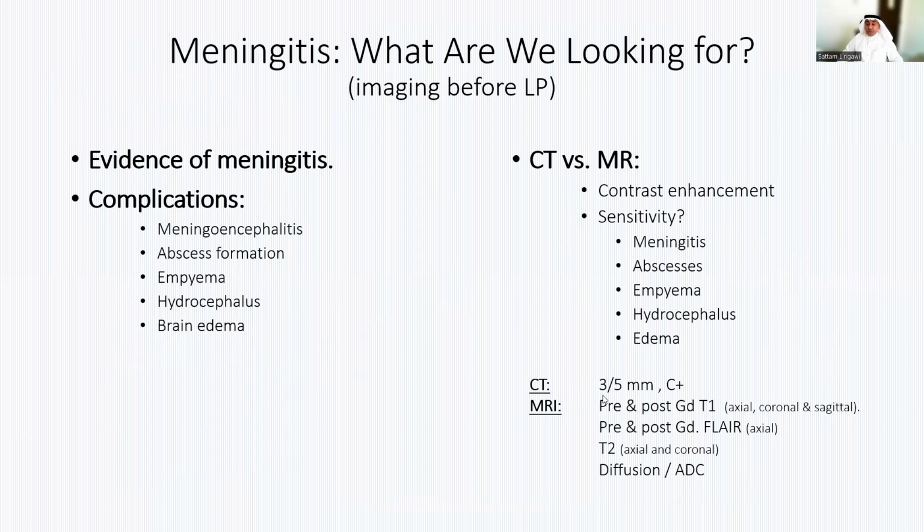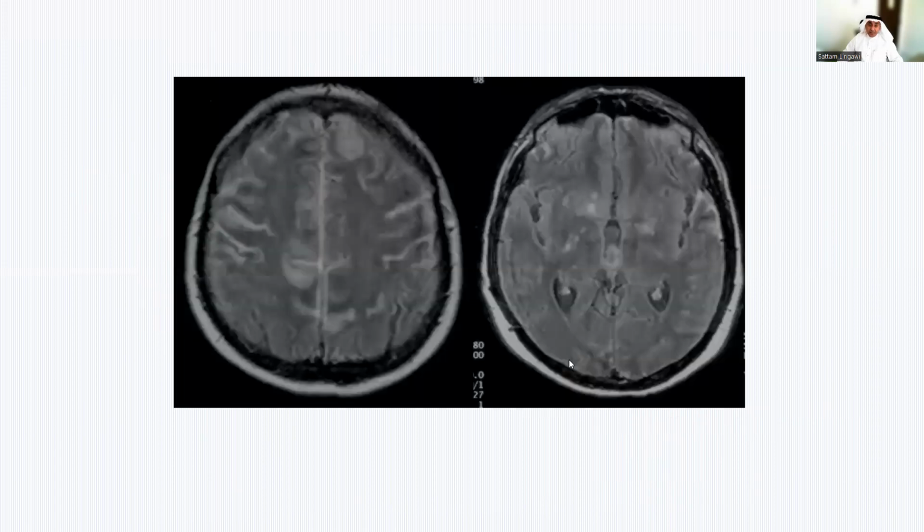If you do a CT, it should be not more than 5 millimeter slice thickness, should actually be 3 millimeter in the posterior fossa, 5 millimeter in the supratentorial structures, and should be with contrast. The MRI should also have contrast. You should get pre and post gadolinium T1 and FLAIR images. You should get axial and coronal T2 as well as diffusion and ADC map.